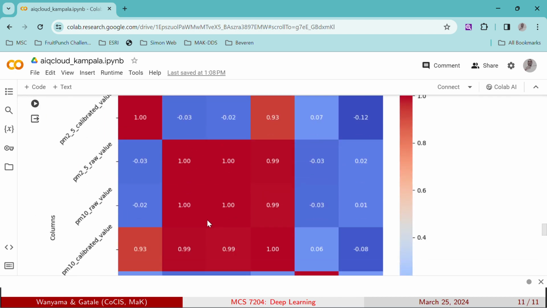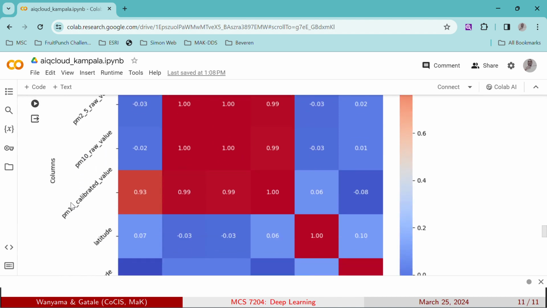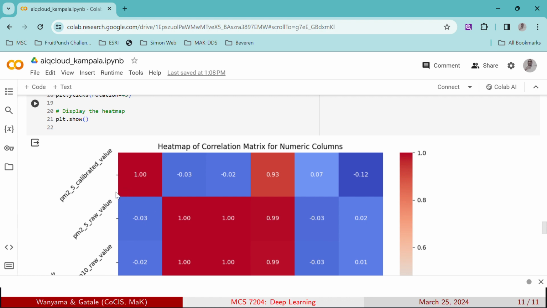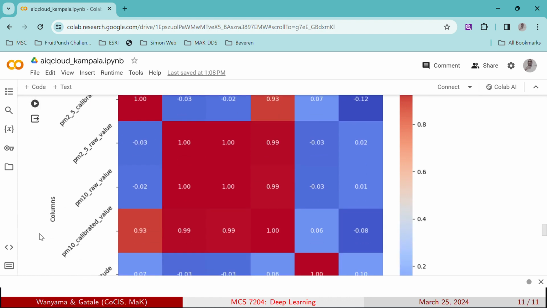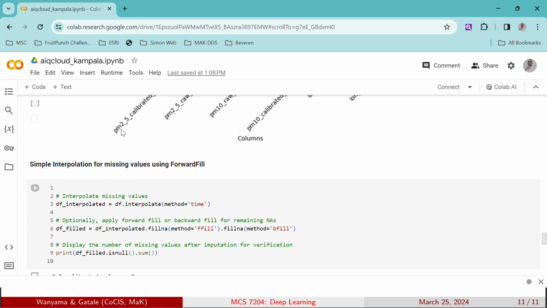We also drew this heat map. It shows the relationship, the correlation, between different features. We want to know how the other features relate to the PM2.5 calibrated value, which is our target variable. And besides that, we want to, of course, fill in missing data before we come back to this heat map.